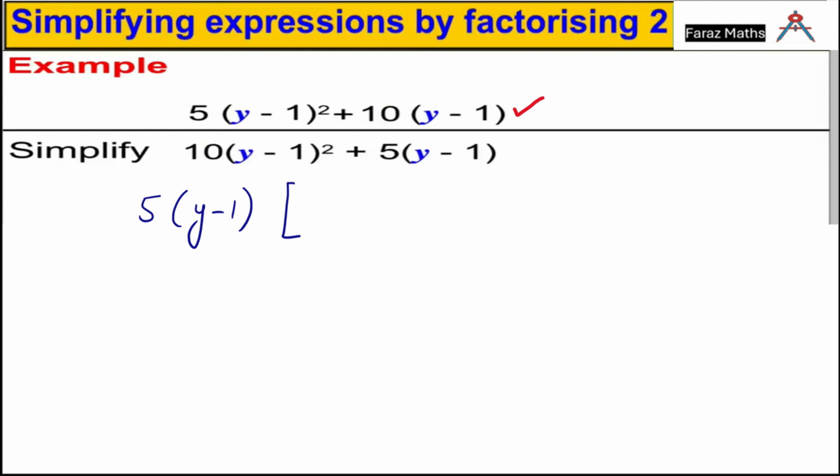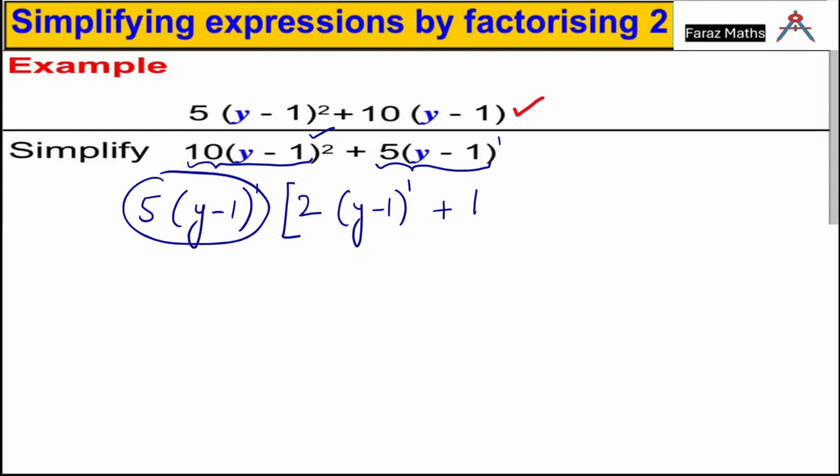5 bracket y minus 1. Now you have to start it from here. 5 times what will give you 10? 5 times 2 will give you 10, and there is y minus 1 power 1 outside the bracket. So if you multiply y minus 1 raised to the power of 1 with y minus 1 raised to the power of 1, you will get y minus 1 whole square. Then plus 5 bracket y minus 1 power 1 is already outside, and there is 5 bracket y minus 1 power 1. So it means we have to write 1 there, because if you multiply this whole thing by 1, you will get this.